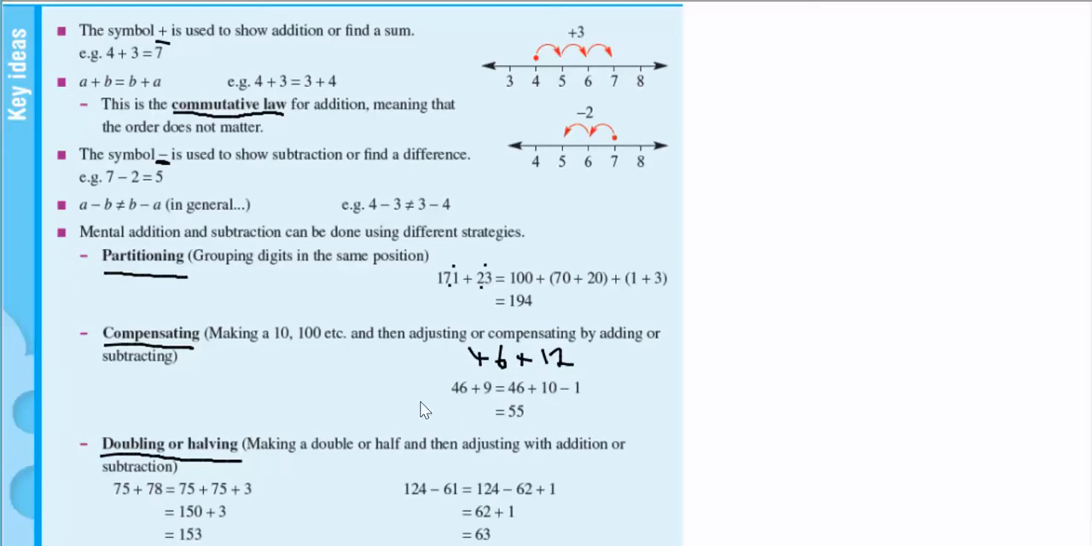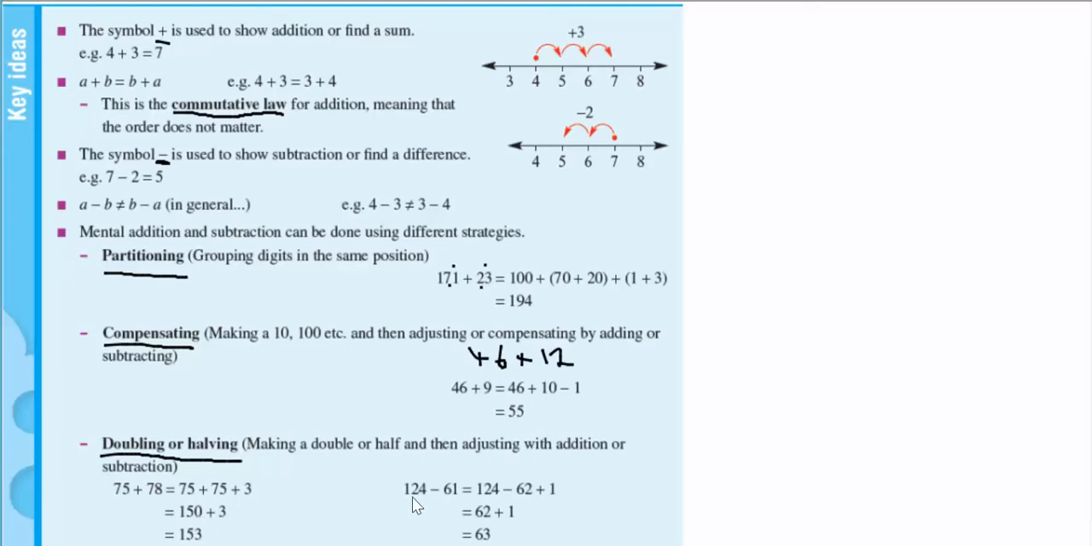Then the last one is doubling or halving. So making a double or half and then adjusting with addition or subtraction. For example, 75 plus 78. They're very close to both being 75. So I'd do 75 and 75, which is a little bit easier for me to do, which is 150. Then I'd add that 3 that I've had to adjust for. So it's a little bit like compensating. 75 and 75 gives me 150, then I'd add that 3 back on to get 153. So that's another method.